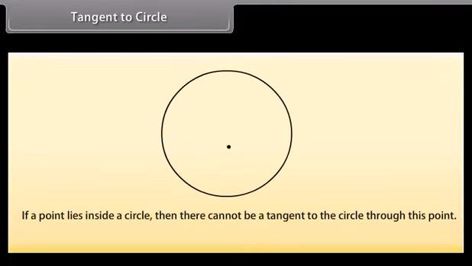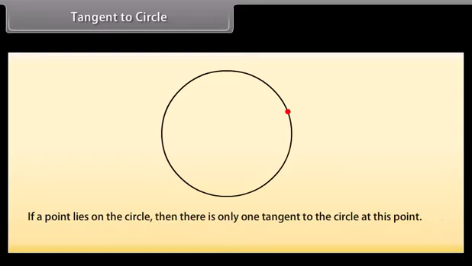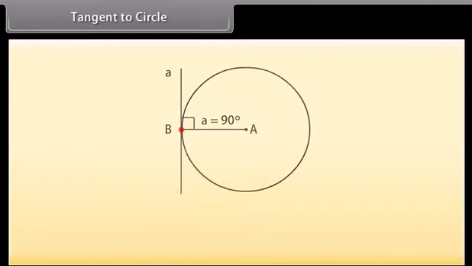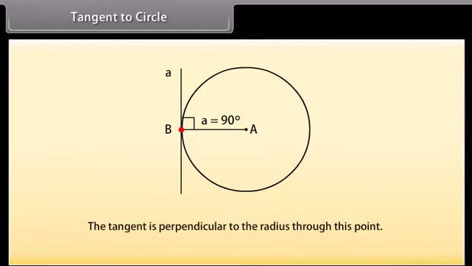Tangent to a circle. We know that if a point lies inside a circle, then there cannot be a tangent to the circle through this point. If a point lies on the circle, then there is only one tangent to the circle at this point. The tangent is perpendicular to the radius through this point.